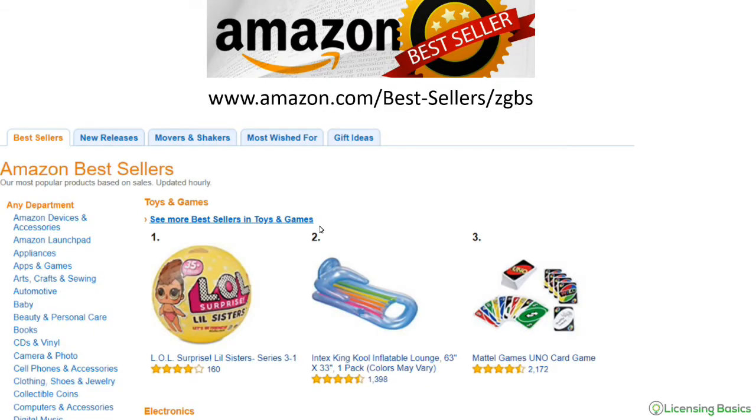So if you don't know about Amazon bestsellers, you can go to amazon.com/best-sellers/ZGBS. Okay, and that's going to take you to the bestseller list. This list is constantly updated. You can look into specific categories to find out what products are selling the best on Amazon. So this will give you an idea of what products are selling well.